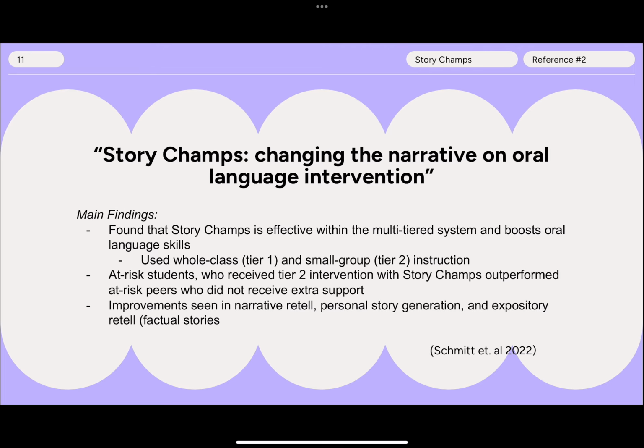The next study focused a lot on the multi-tiered system, so that tier 1, tier 2, tier 3 within the schools, and it found that Story Champs is effective within the multi-tiered system and boosts oral language skills. So this study used whole class, tier 1, and then small group, tier 2 instruction, and they put at-risk students who received tier 2 intervention in one group, and then they had a control group. The students who received that tier 2 intervention with Story Champs outperformed at-risk peers who did not receive that extra support. And then there was improvement seen in narrative retell, personal story generation, and expository retell, so those factual stories.